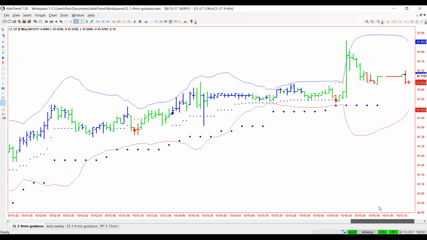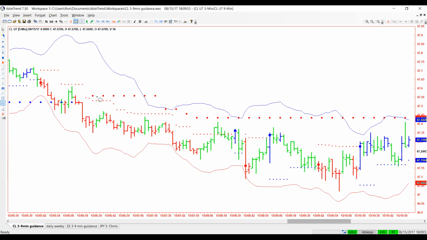Okay, let's fast forward to today. No trade zone here, but here's our triple confirmation. Red bar, red 3-minute, red 9-minute. Green bars just mean neutral bars. We prefer to go short on the red, and just like we prefer to buy on the blue. And we got stopped out here, so it was about a break-even day.